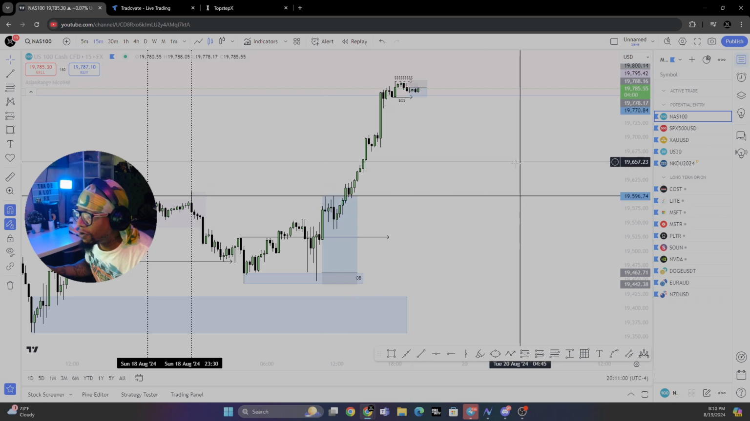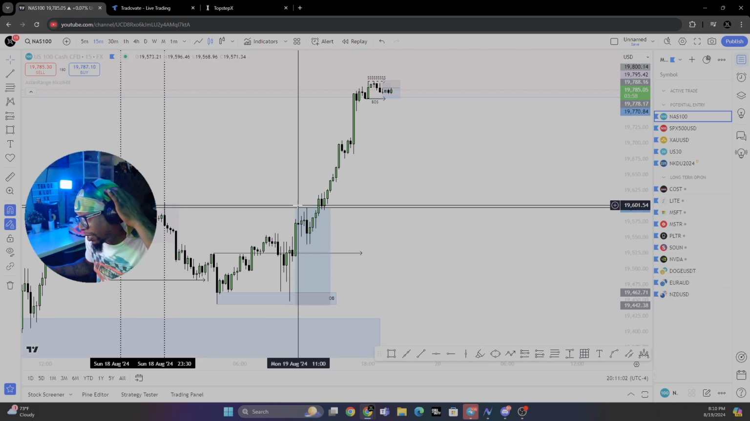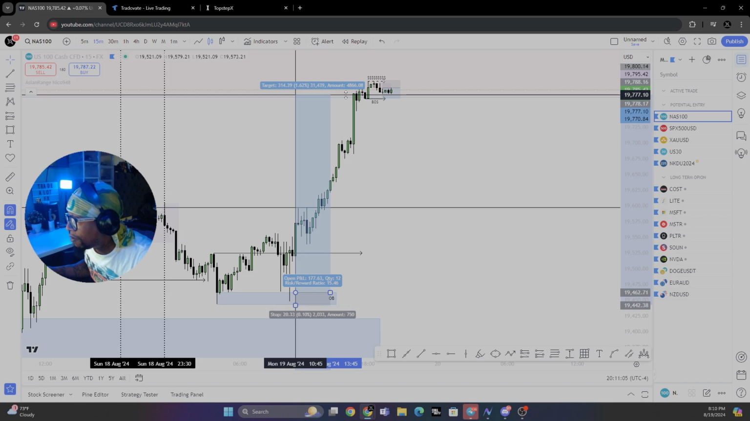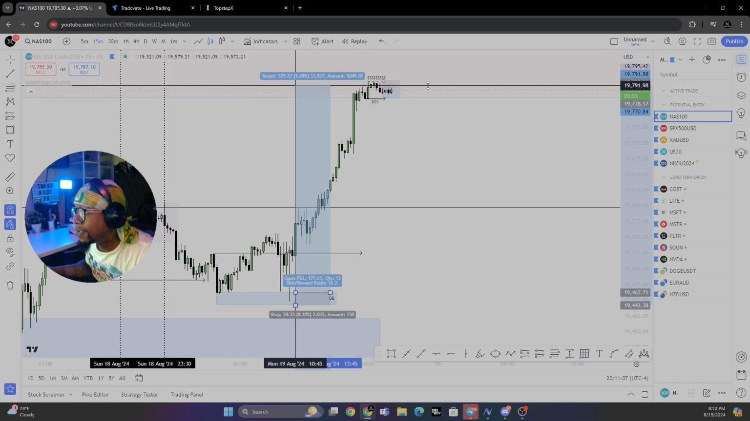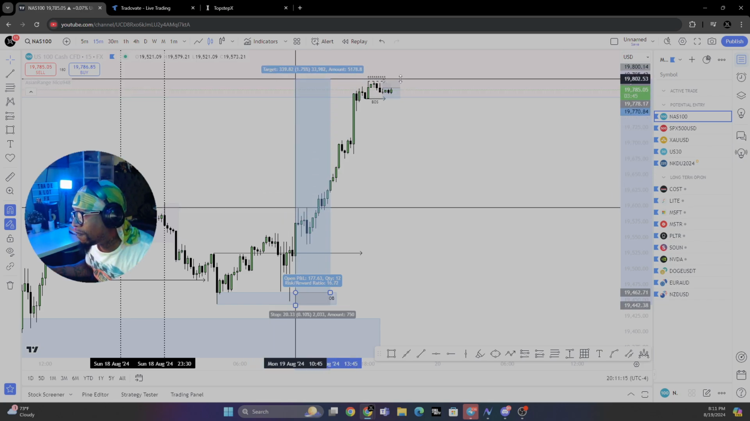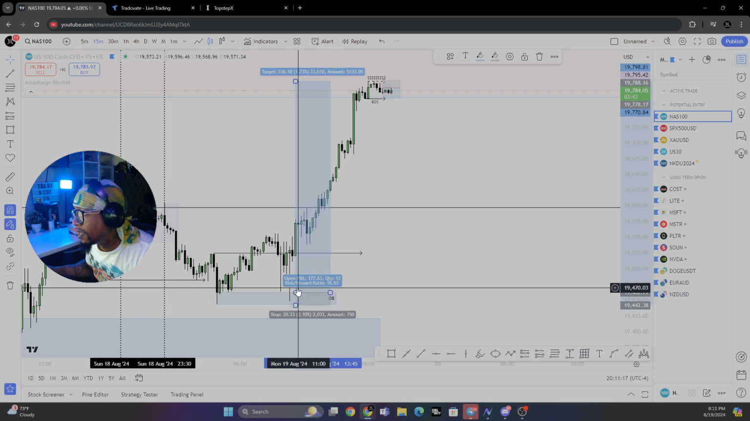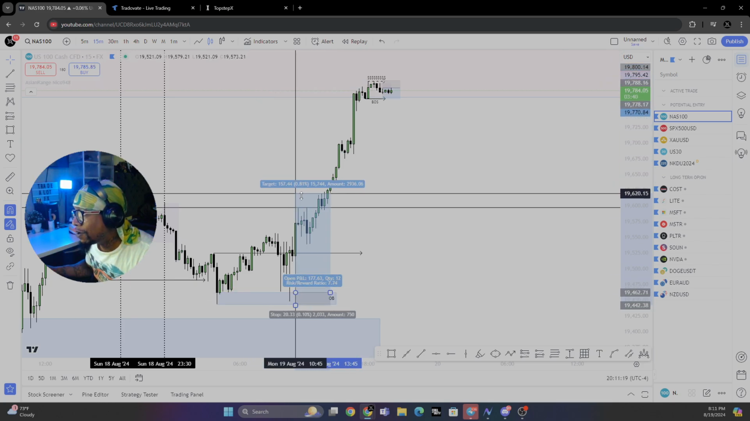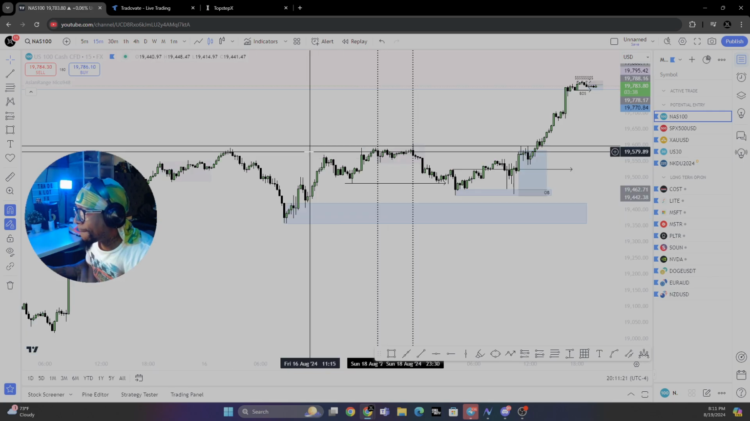So I'm just gonna break down the setup that I took, and this setup normally gives us this kind of trade right here. I didn't know that was gonna happen, but as you can see, if I did hold my position, this would have all the way ran up like a 1 to 16 risk reward ratio. So let's just get right into this.